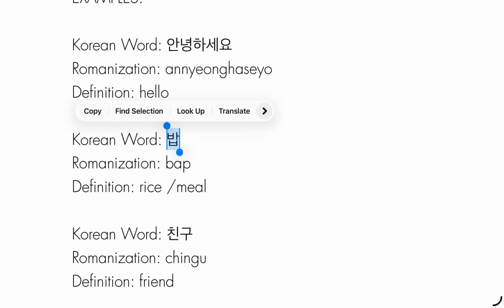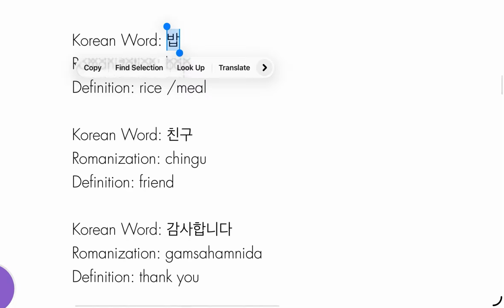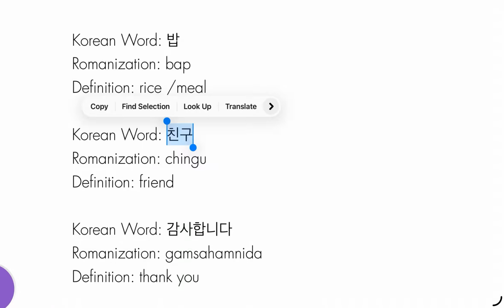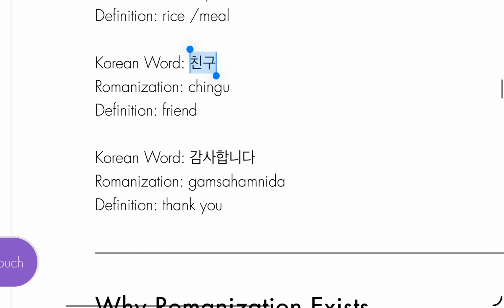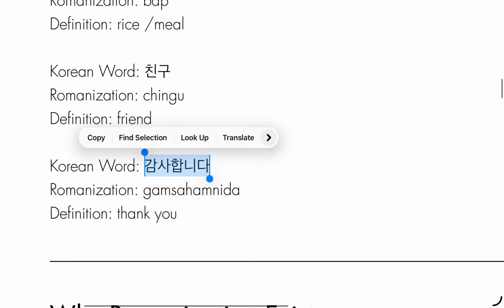We have pop. This one is just made up of one syllable block. Pop. B-A-B or B-A-P. Pop. Rice or meal. Then we have this word, two syllable blocks. 친구. 친구, friend.